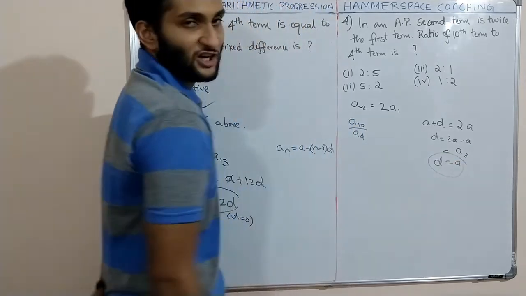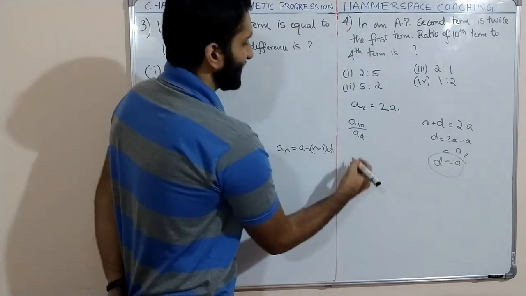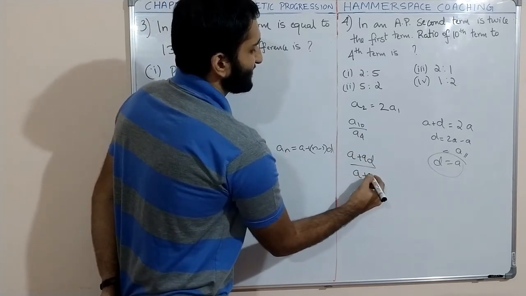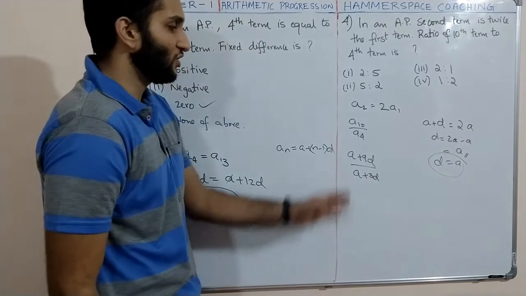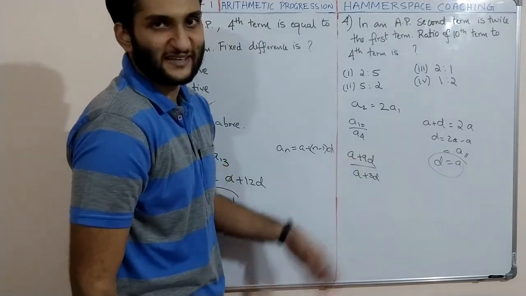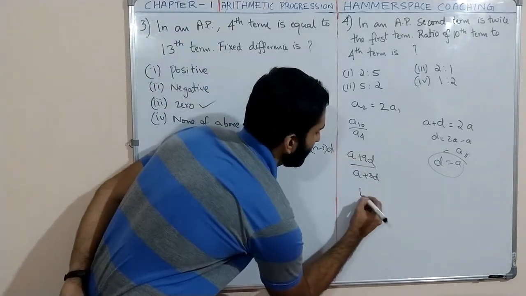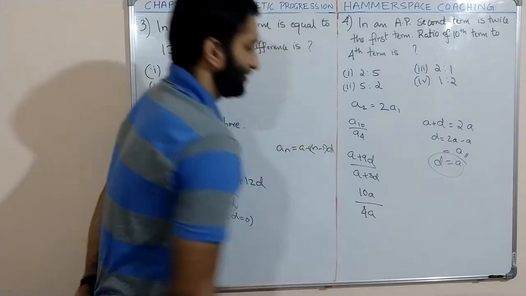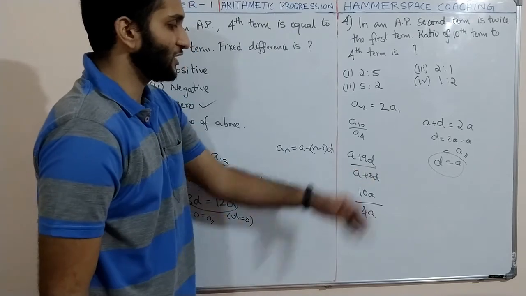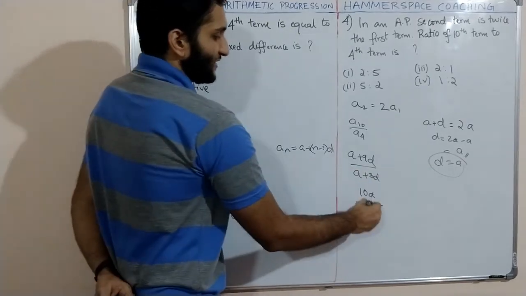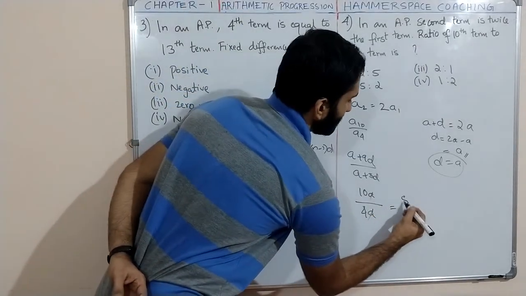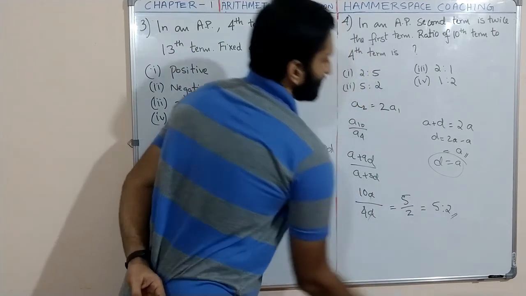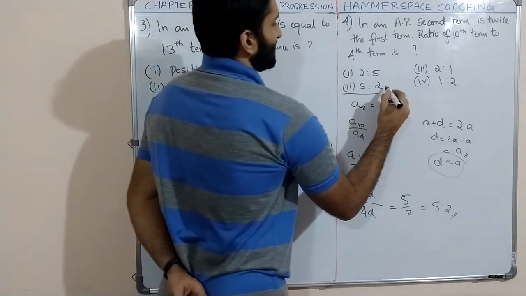Now the ratio of A10 by A4. A10 is A plus (n minus 1) D, so A plus 9D, divided by A plus 3D. Right? So D equals A. So A plus 9A equals 10A, divided by A plus 3A, that is equal to 4A. Right? Because D equals A. If you cancel, you will get 10 by 4, that is equal to 5 by 2, that is 5:2. So this is the final answer.